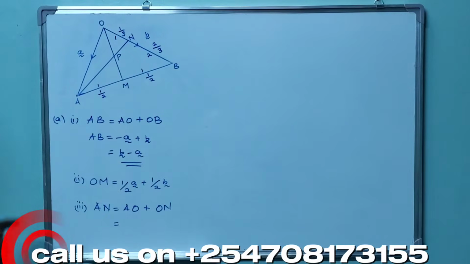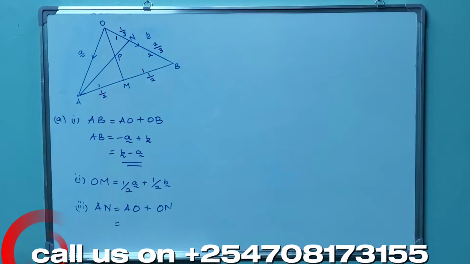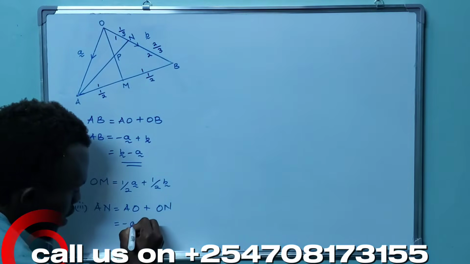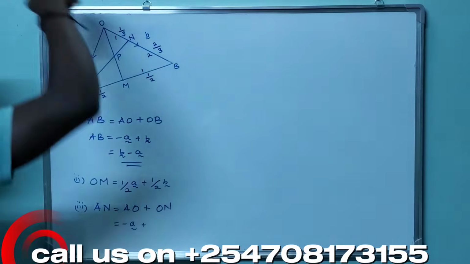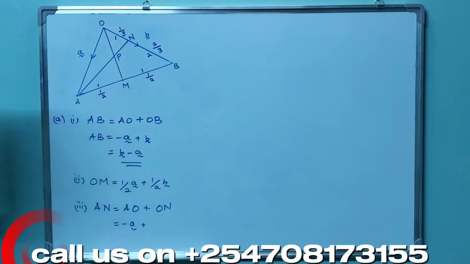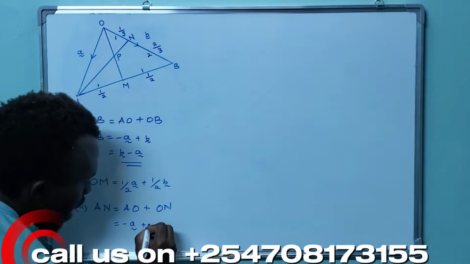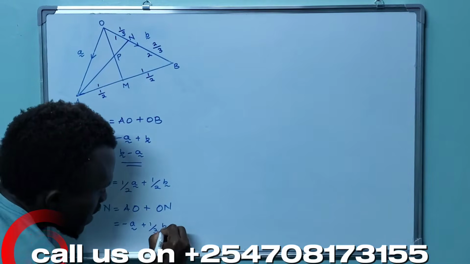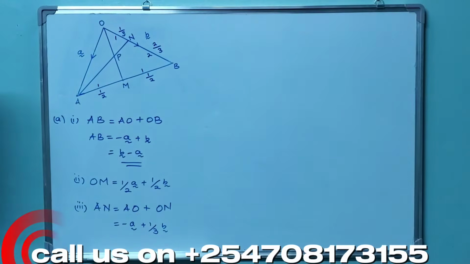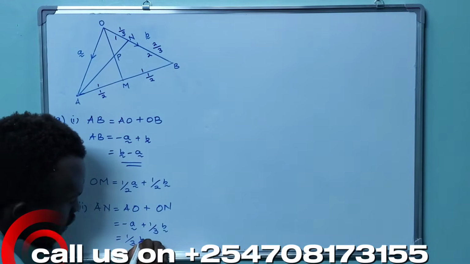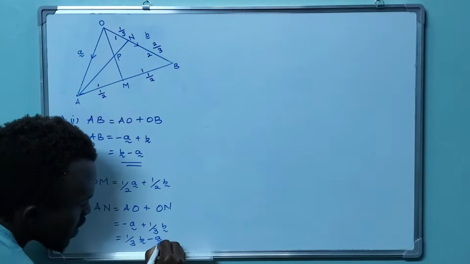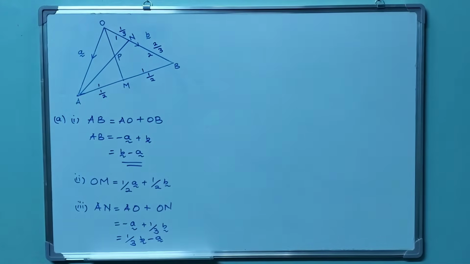AO, I'm moving against the direction of vector A, which means OA is going to be negative vector A plus ON. I'm moving from here to here, in the direction of the vector, which means it is going to be positive 1/3 vector B. So I can rewrite this starting with the positive value: 1/3 vector B minus vector A. And that is my AN.